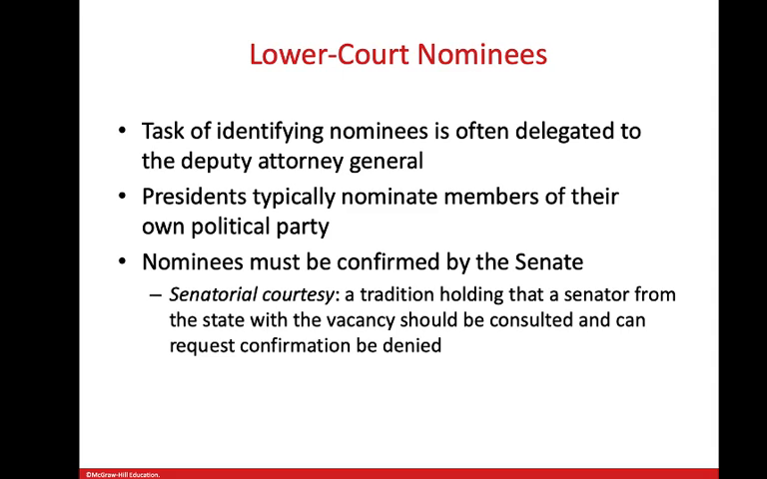For lower court nominees, the president is tasked with identifying nominees, and that is delegated to the Deputy Attorney General. Presidents typically nominate members of their own political party. Nominees must be confirmed by the Senate. Senatorial courtesy is a tradition holding that a senator from the state with a vacancy should be consulted and can request that confirmation be denied if he or she wants to.